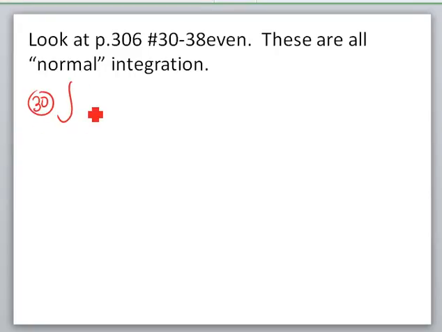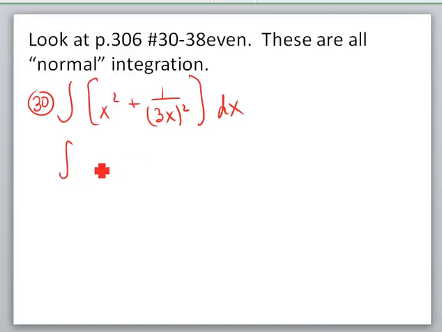Number 30 says the integral of x squared plus 1 over 3x squared dx. Now, even though there's a set of parentheses, these do not require substitution because we know how to integrate this. We have an x squared, we can integrate that function, and we have a 1/9 x to the negative second, and we know how to integrate that as well.